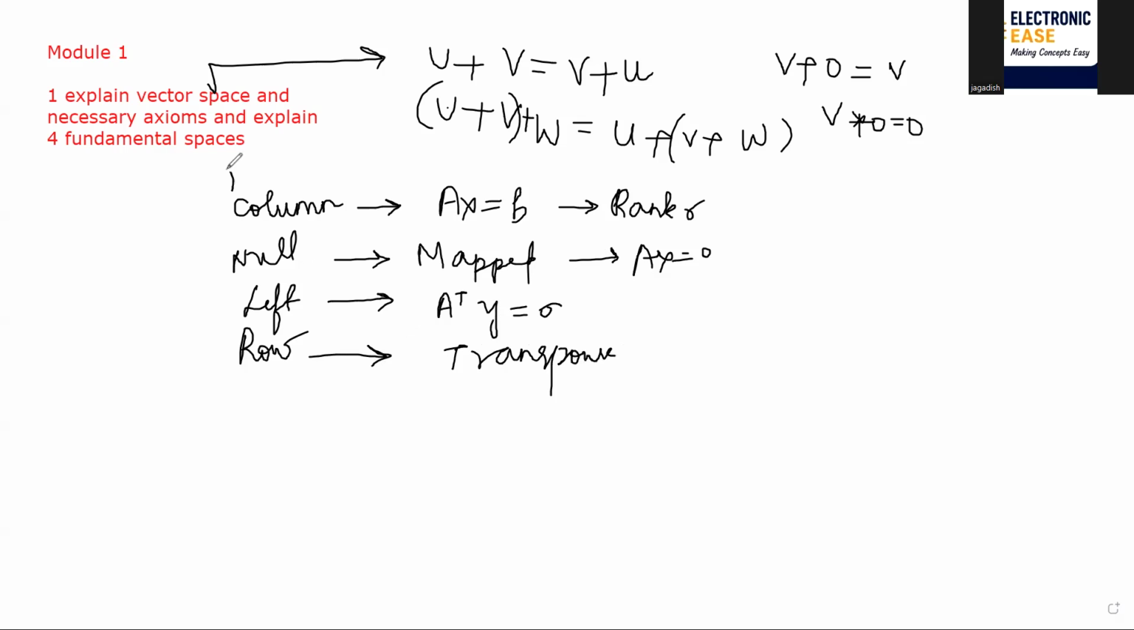So practice the problems on the four fundamental subspaces, and whatever problems I have given you and taught you in the notes. The same procedure: we have to convert it into the echelon form and do the problem. Convert into row reduced echelon form, then proceed with the problem. This is a very important topic from module 1, where you will surely get one question on fundamental spaces.